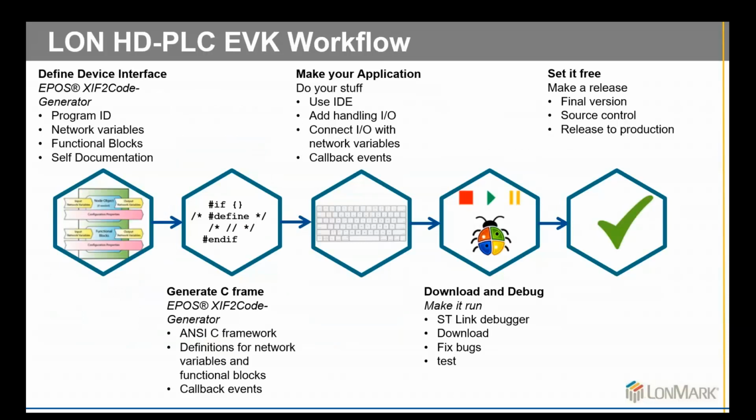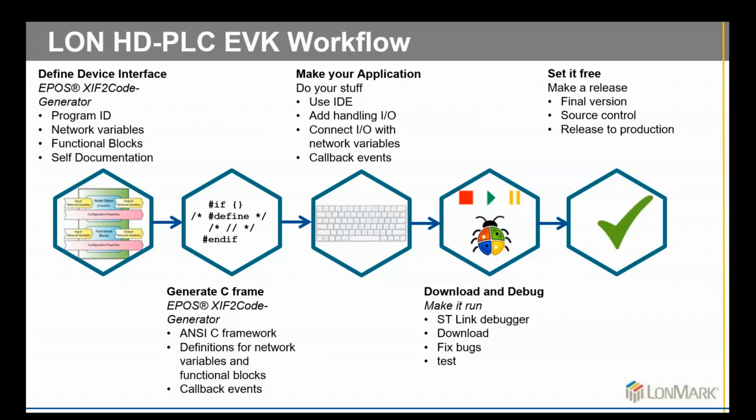For that evaluation kit, because it is different from the standard Neuron C development, I'm showing here the workflow. If you are working with Neuron C, you are most likely familiar with the Node Builder utility, which is doing all the magic stuff like creating the LON network interface description. We added a new tool, which is creating that external interface file, the XIF, and derives an ANSI C framework for your application, which includes all the definitions for network variables, functional blocks, and adding callback events, which are triggered when there is an update from the network.